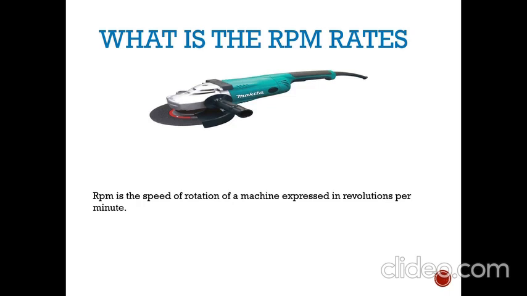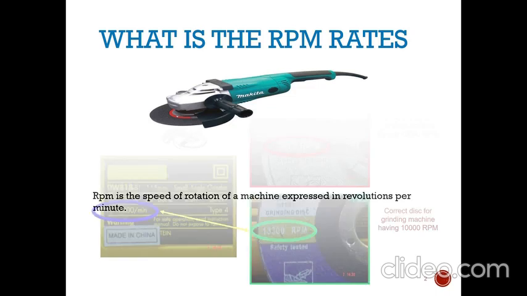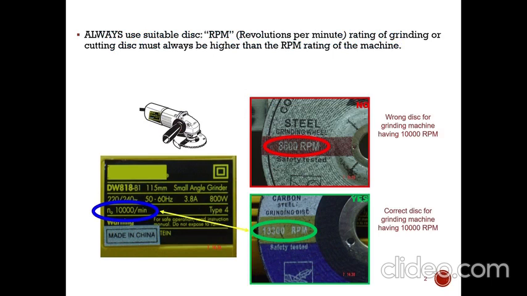Today's topic is about what RPM rates are. RPM is the speed of rotation of a machine, expressed in revolutions per minute. Always use a suitable disc. The RPM (revolutions per minute) rating of a grinding or cutting disc must always be higher than the RPM rating of the machine.